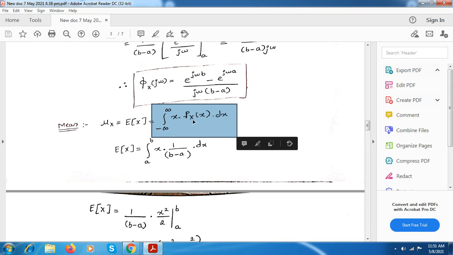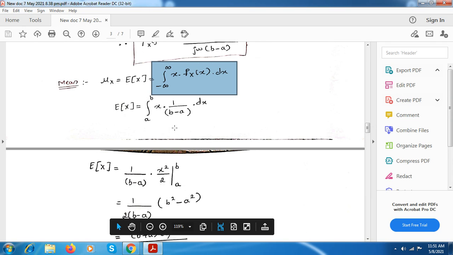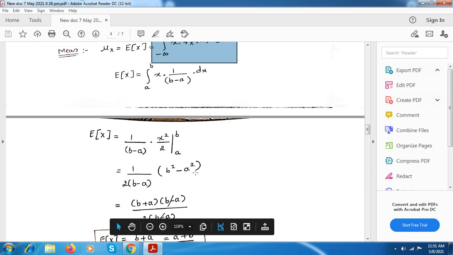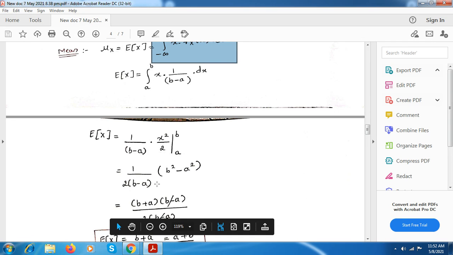So here we know what is the value of fx of x. So we have to multiply it with the random variable x. So here integration is a to b x into 1 divided by b minus a into dx. So this is constant. So you take it outside and integration of x is x square divided by 2. Then you put the upper and lower limit, that is b square minus a square. Here upper limit is b square and minus the lower limit is a square, and this is kept as it is, that is 2 into b minus a.